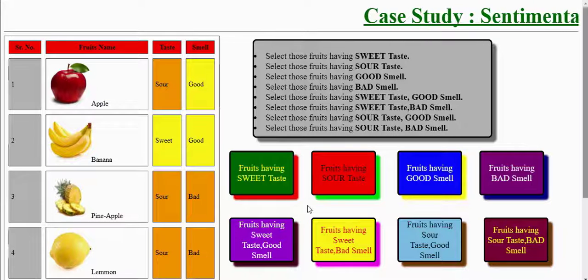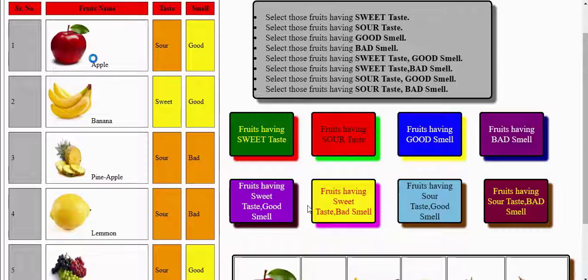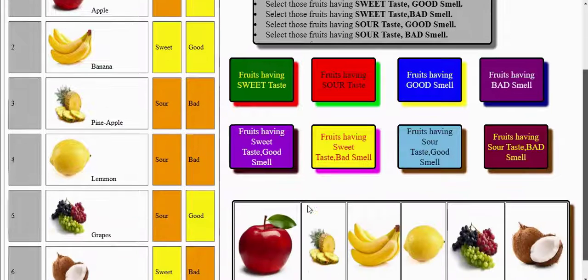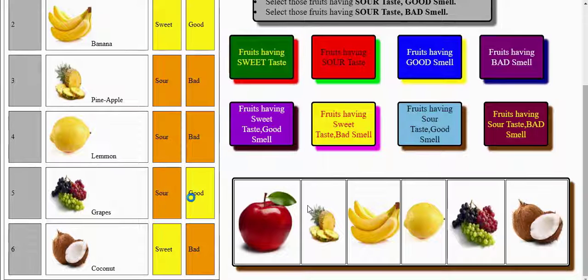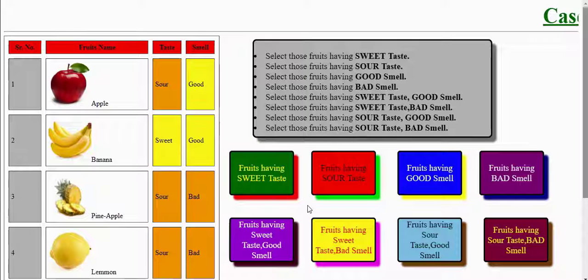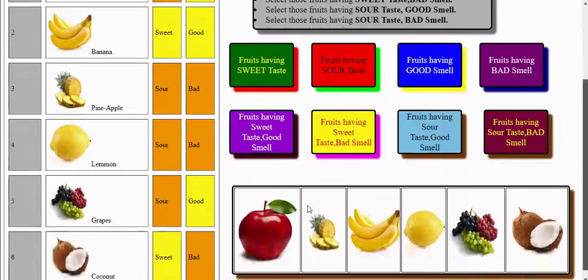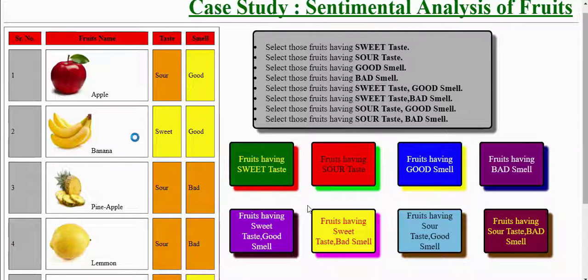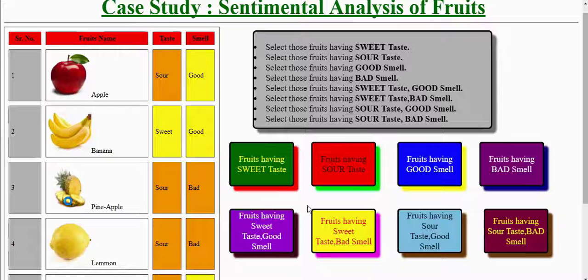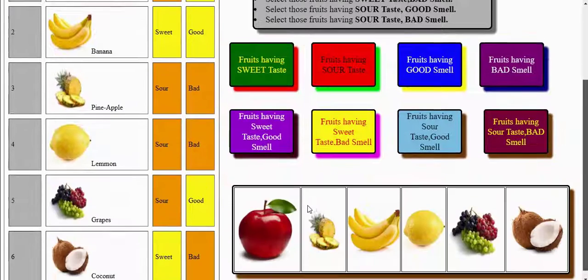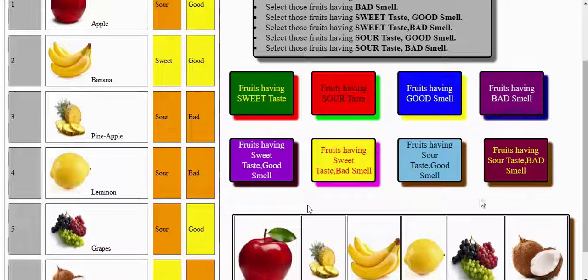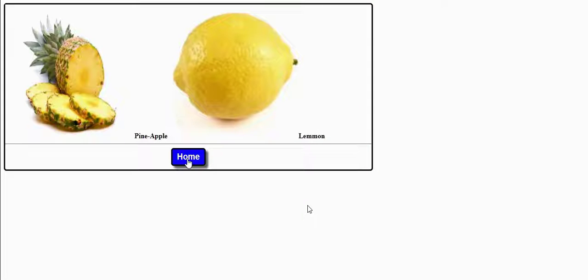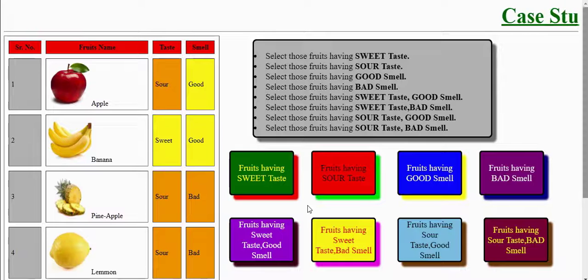So next is sour taste, good smell. According to this table, I'm not saying it's a universal truth, according to this table we have sour taste and good smell for grapes, according to this table only. Okay? Last is sour taste, bad smell. We have pineapple and lemon. So this is a simple case study we did on the fruits, that is the semantic analysis of the fruits.